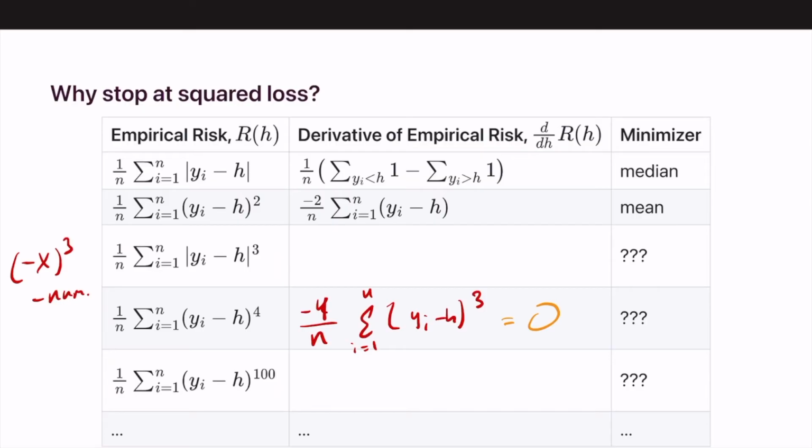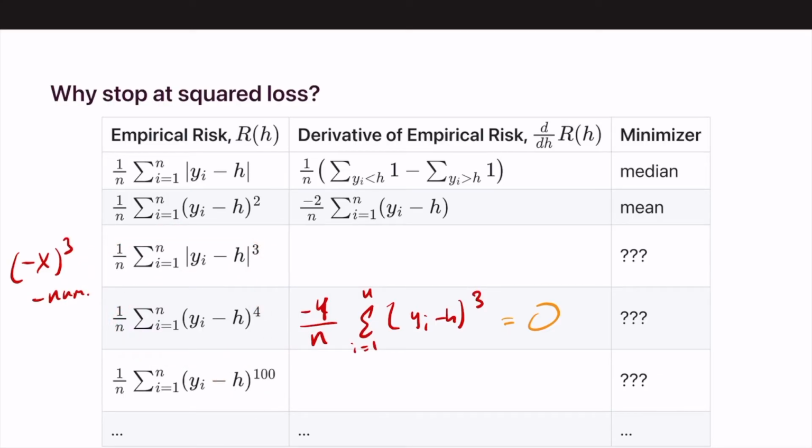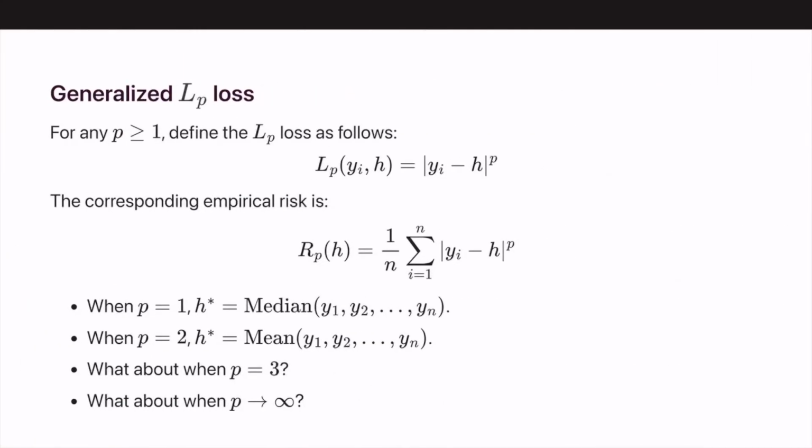One interesting question that you might want to ask is, what happens if we start raising these empirical risk functions to different powers? So we have to the third, or to the fourth, or to the 100th, or even higher and higher, maybe to the 10,000th, or to the infinity power. So let's think about that idea for a little bit.